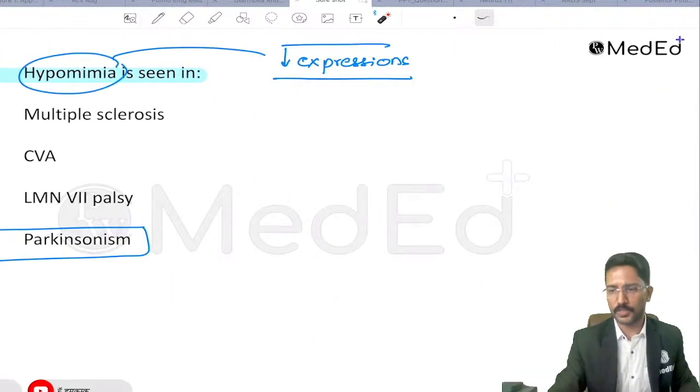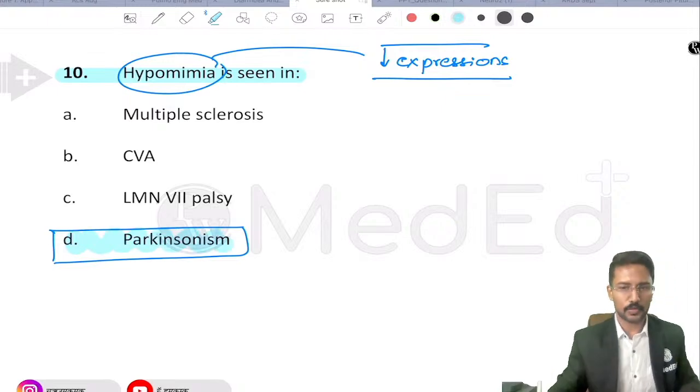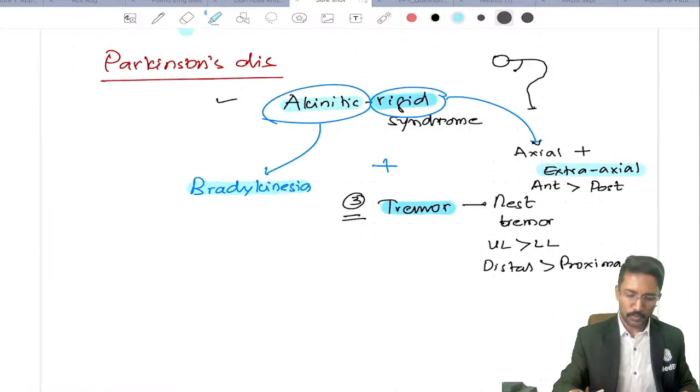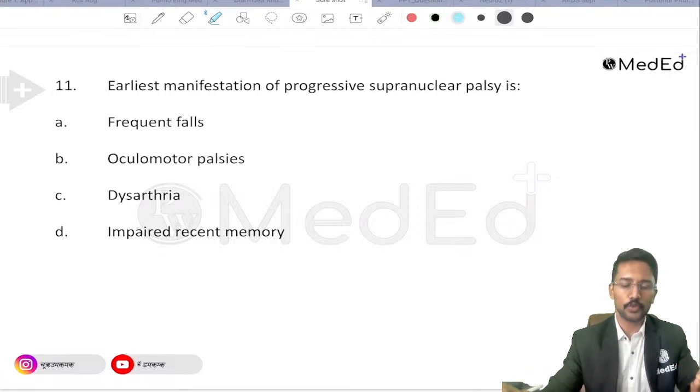Yeah, the median is 4 Hz. So the answer for this question is Parkinson's disease or Parkinsonism. Okay, cool. Let's move to the next question now. Earliest manifestation of progressive supranuclear palsy.